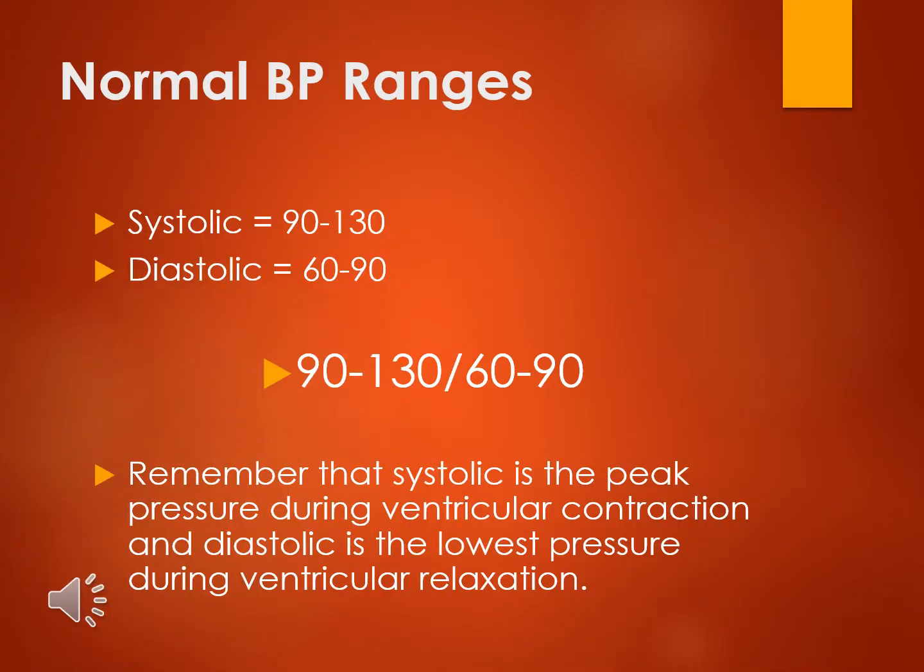Normal blood pressure ranges: systolic will be from 90 to 130, diastolic 60 to 90. So again, 90 to 130 over 60 to 90. Depending on which reference book you look at or which physician you are working with, you may see numbers vary just a little bit. Remember that systolic is the peak pressure during ventricular contraction, and diastolic is the lowest pressure during ventricular relaxation.